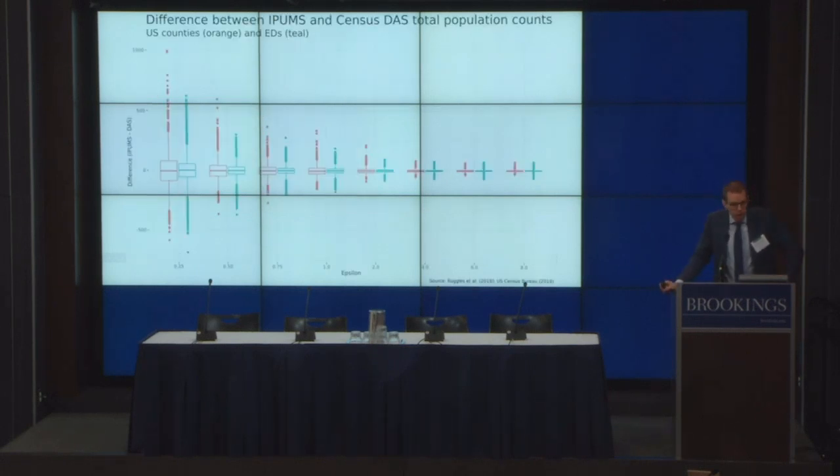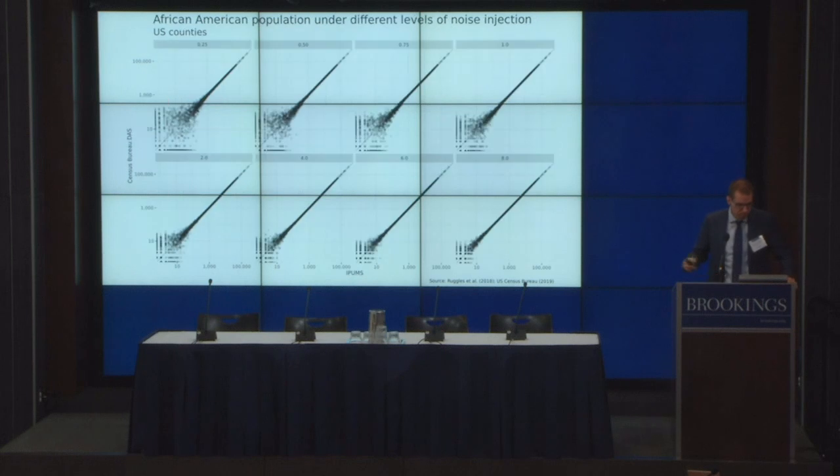So this is what just the raw differences are. The orange box plots are the differences at the county level. The teal box plots are the differences at the ED level, and this is good in that this shows you that the software is working as it should. So the more epsilon you have, the less noise gets infused. The box plots shrink down. There's less noise being infused, so the output counts are closer to true.